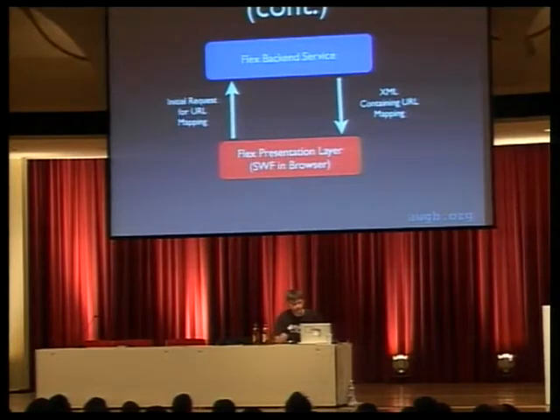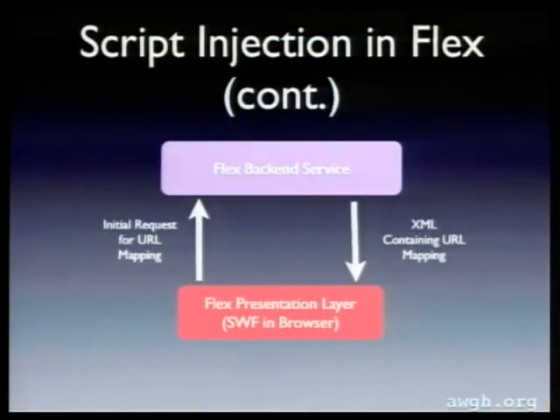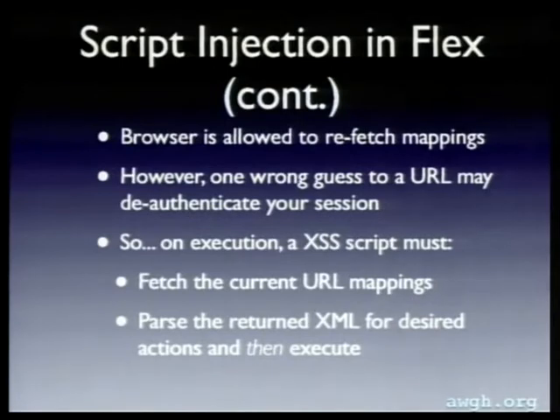So after login, the SWF presentation layer makes a request to the backend for an XML mapping for the current scrambled URLs. So it maps the action to the correct URL, sorry. But if you think about how you would implement this, it would be very difficult or impossible to implement this system and have a rule where the browser could only request this mapping once. It seems like it would be almost hopelessly prone to failure. So you're allowed to re-request the URL mappings anytime you want to.